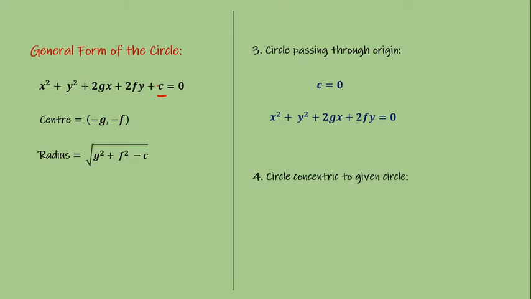Now, how to find the equation of a circle concentric to a given circle? Concentric means same center, different radius. So the center is the same. If you are referring to this circle, the center will be minus g comma minus f for the concentric circle. But then the radius will be different.